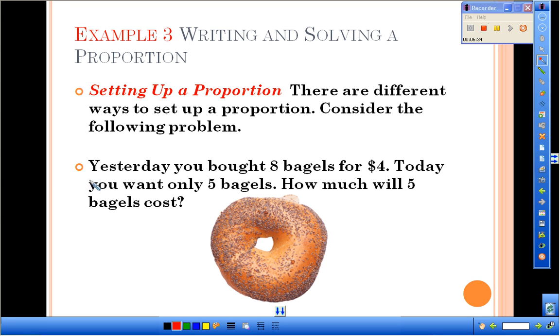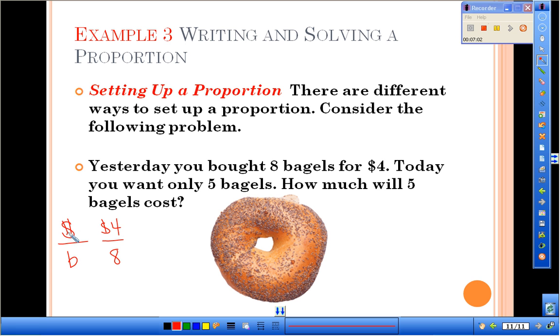It says, yesterday you bought 8 bagels for $4. Today you want only 5 bagels. How much will 5 bagels cost? We'll first decide what you want to compare. I think I'm going to start by comparing the cost to the number of bagels that I'm getting. Yesterday I bought 8 bagels, so I'll put 8 down here for the number of bagels, for $4.